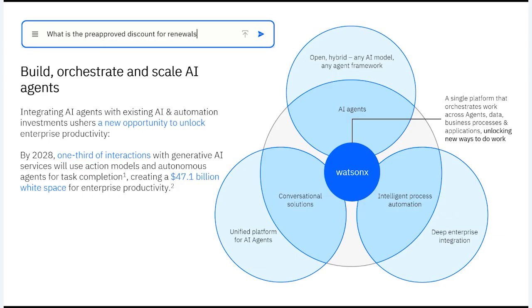Early investments in generative AI have laid a strong foundation, but the next frontier is scale, embedding AI into core workflows across business functions to unlock greater enterprise value. And this is where AI agents, conversational interfaces, and intelligent process automation converge to enable digital labor at scale.